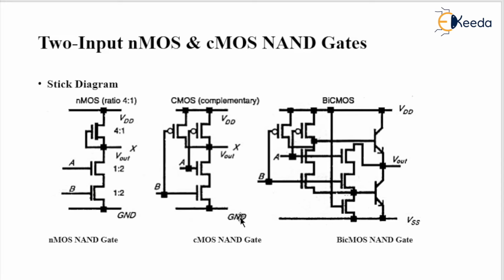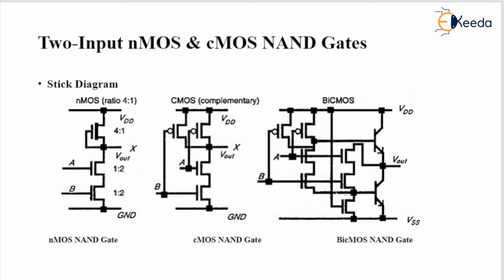So here the inverter followed by inverter is 4 is to 1. So that is represented here, right? Next, going to the complementary metal oxide semiconductor field effect transistor, it is a combination of PMOS as well as NMOS. We have already known that.